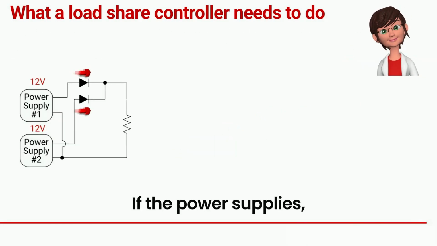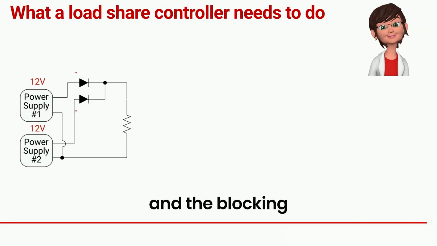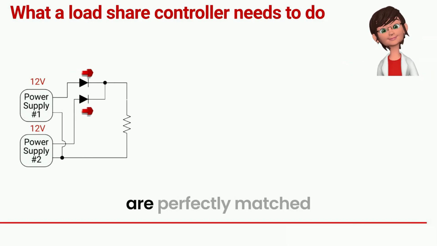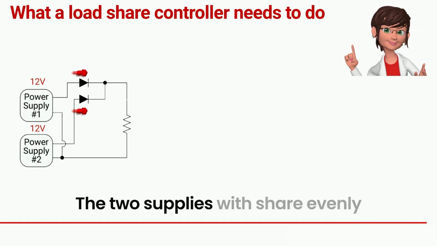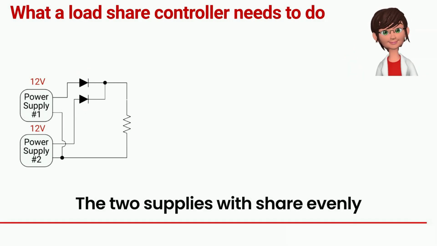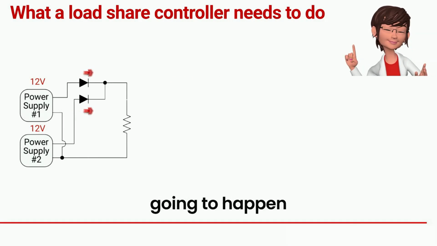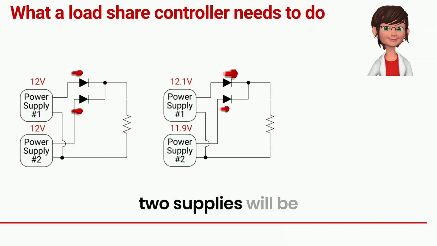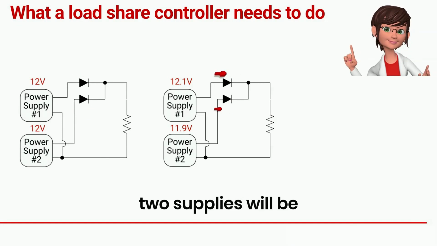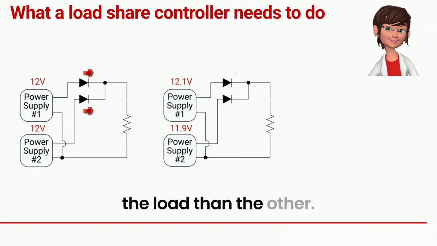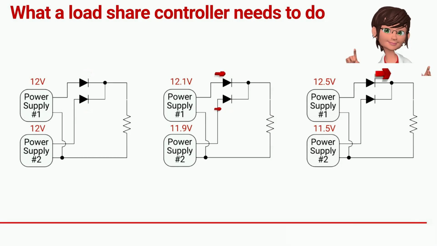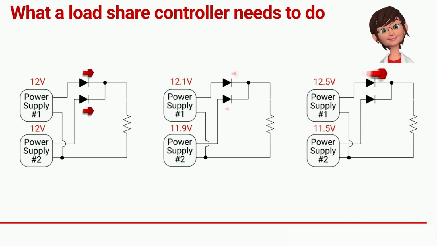If the power supplies both supply exactly 12 volts, and the blocking diodes have the same forward voltage drop, and the trace impedances are perfectly matched, the two supplies will share evenly. This is not likely going to happen. What is more likely going to be the case is that the two supplies are slightly mismatched, and one will be supplying more power to the load than the other. A worst-case scenario is when there is a major imbalance between the two power supplies. In this case, one might be doing all of the work.